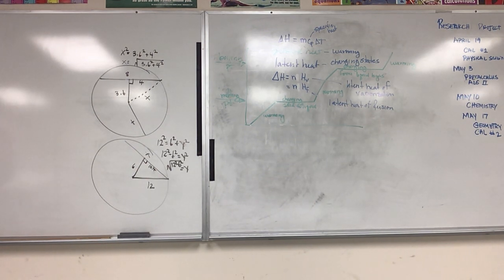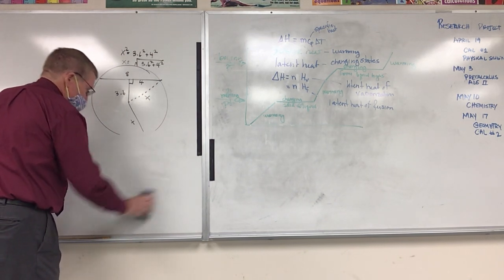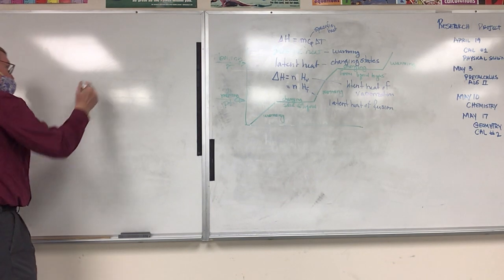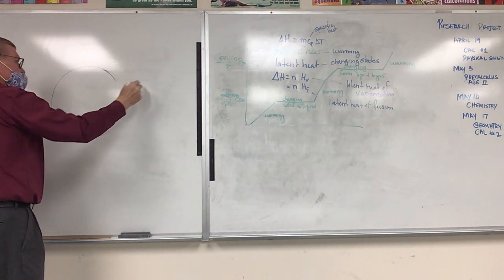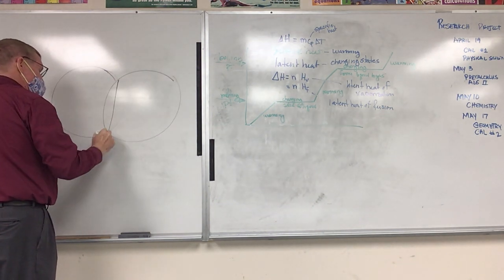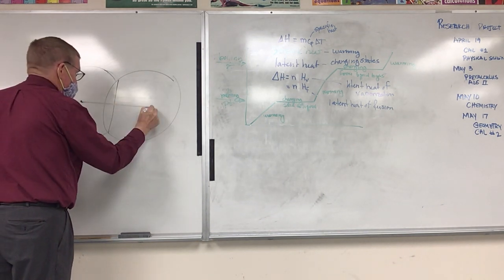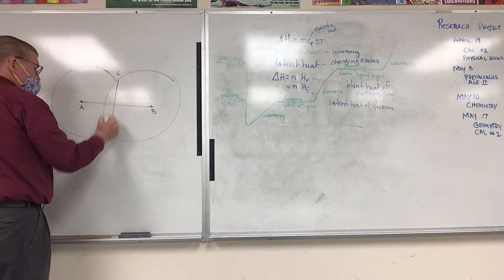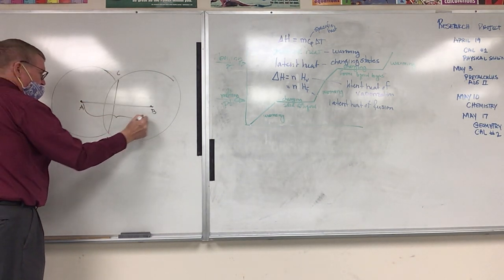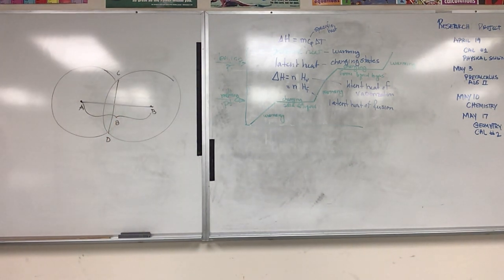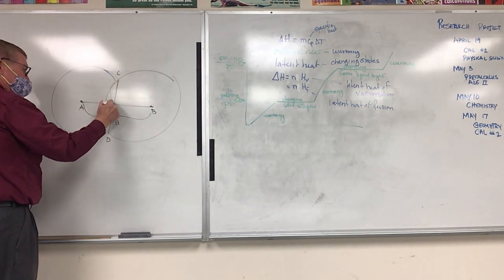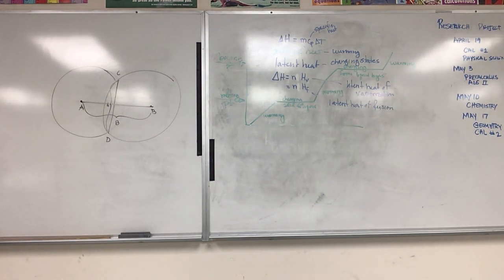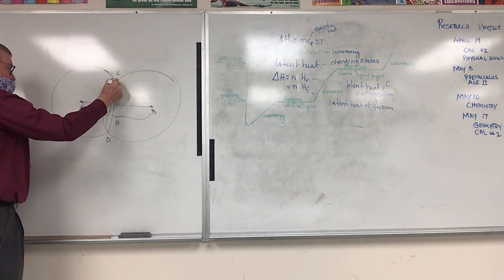Look at number 23. A and B are congruent. So circle A and circle B are congruent. CD is a chord of both circles. If AB is 8, let me go ahead and draw this up here. This whole thing is 8. They tell you that CD is 6. How long is the radius? So we're looking for this.